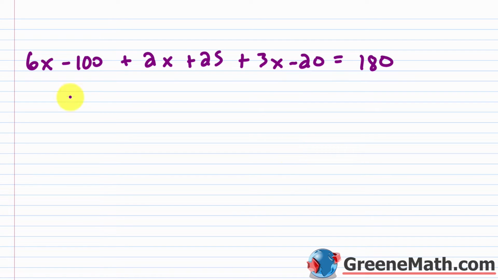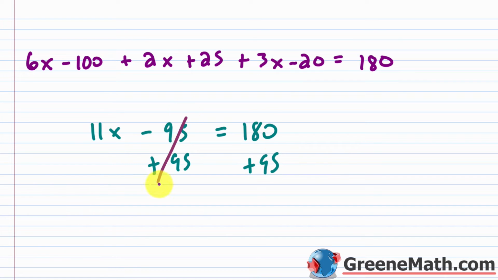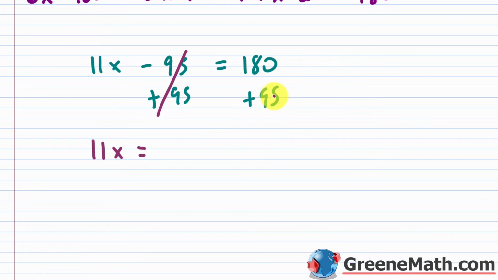Okay, so we have 6x plus 2x, that's 8x, and then plus 3x, that's 11x. So let me write here, this is 11x. Then we have negative 100 plus 25, that's going to be negative 75. And then if we subtract away 20, that's going to be negative 95. So let's put minus 95 here. This equals 180. Let's add 95 to both sides of our equation. Let's cancel this away. We'll say that we have 11x is equal to 180 plus 95. That's going to be 275.